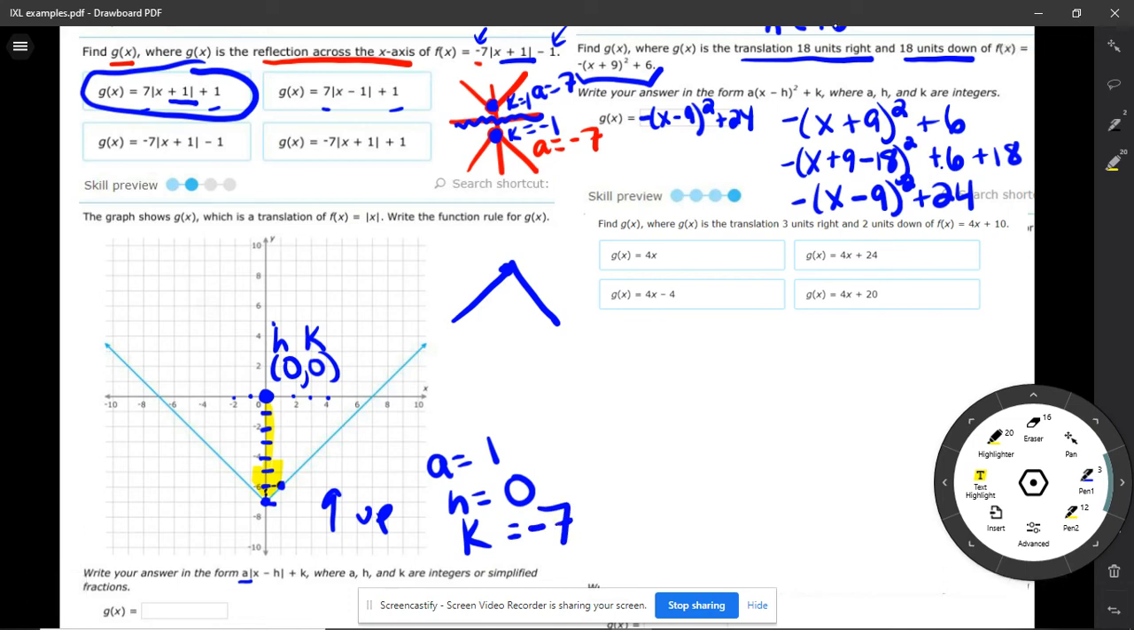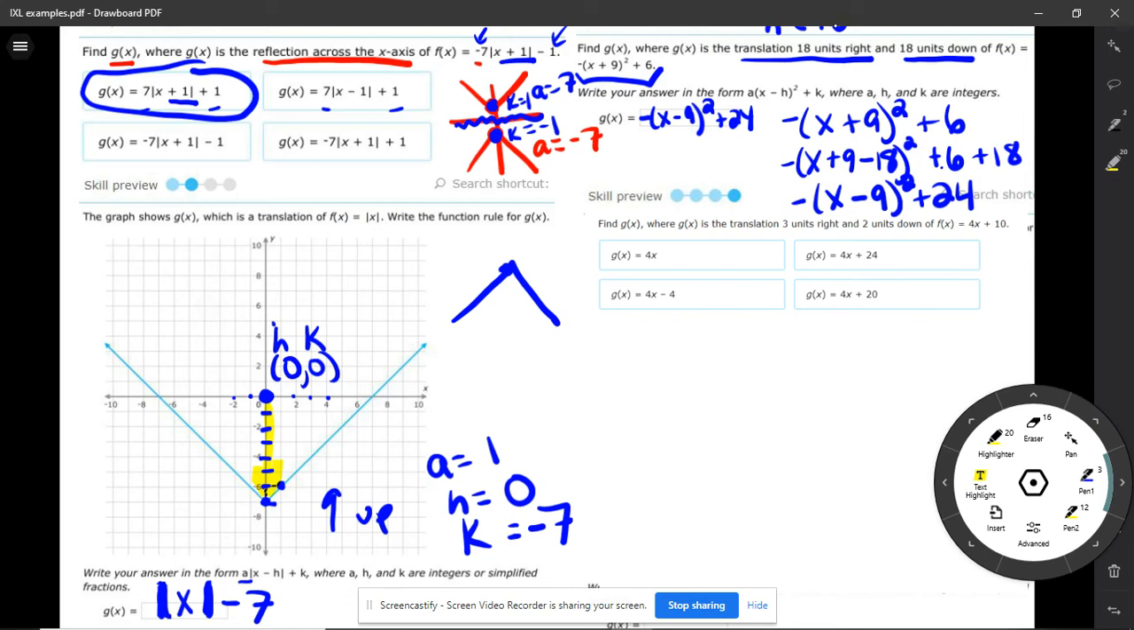So to write my function, g of x, I have a is 1, so you can put 1 there, you don't have to, x, and remember it's absolute value, so I'm actually going to put absolute value symbols. I know h is 0, so I didn't put plus or minus 0 behind it. And then I have plus k, which we know is minus 7. And so that would be my function. I would type in that box in IXL.